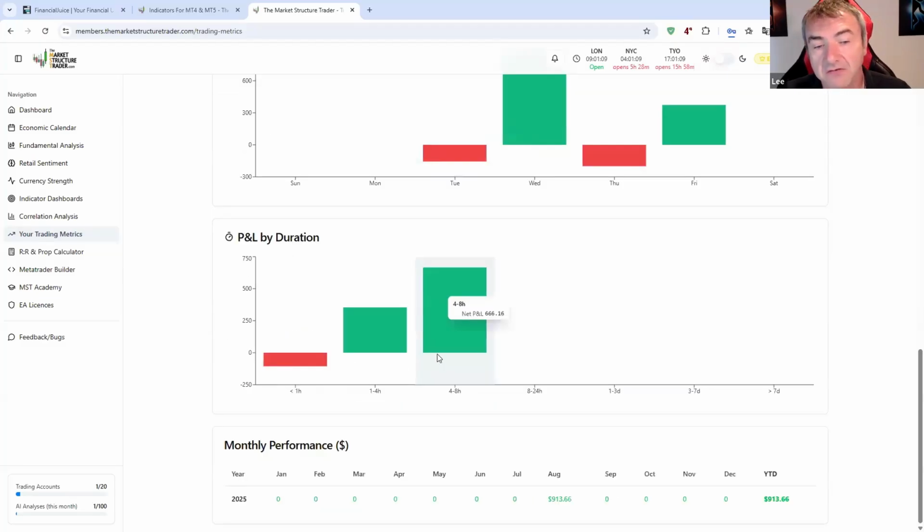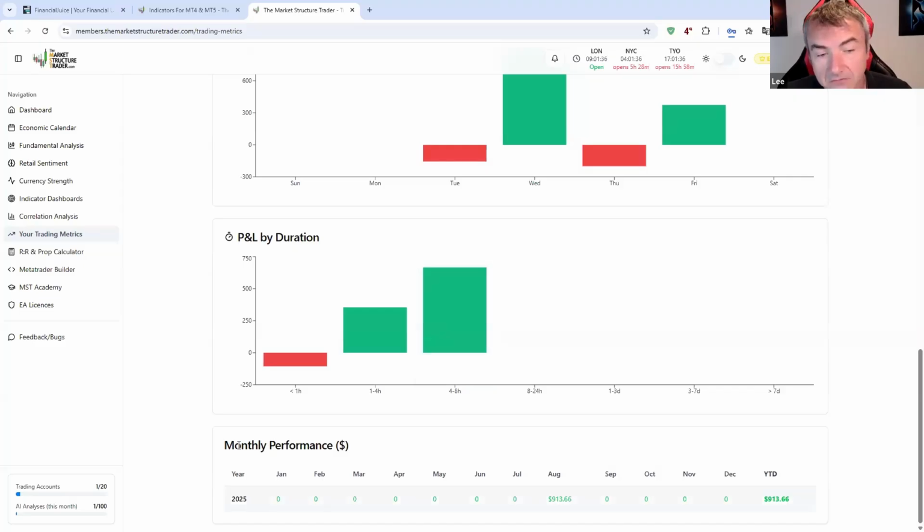P&L by duration, this is your hold time. So it shows you how long you're holding your trades for and whether they're profitable. So it shows me on this one, anything that I'm in and out of within an hour doesn't work. Yeah. This is an opening range breakout account. So obviously, yeah, it doesn't, because what's happening is we're either hitting target or we're not. Typically, the longer holds make more money because we're taking trend days, which means if we're holding from 1 to 4 hours or more than 4 hours, we're going to make more money.